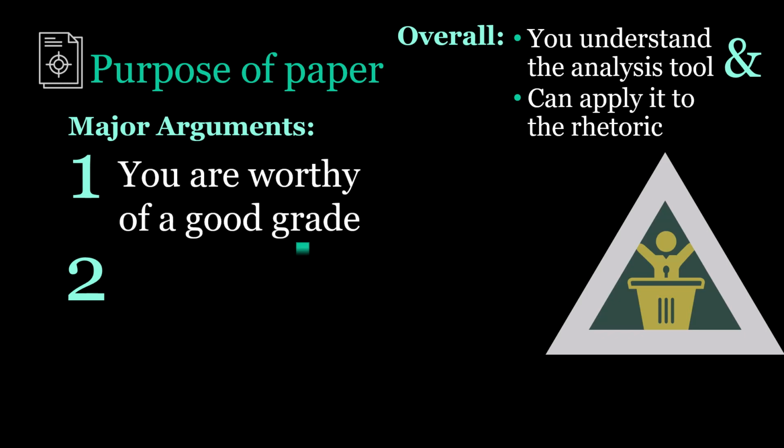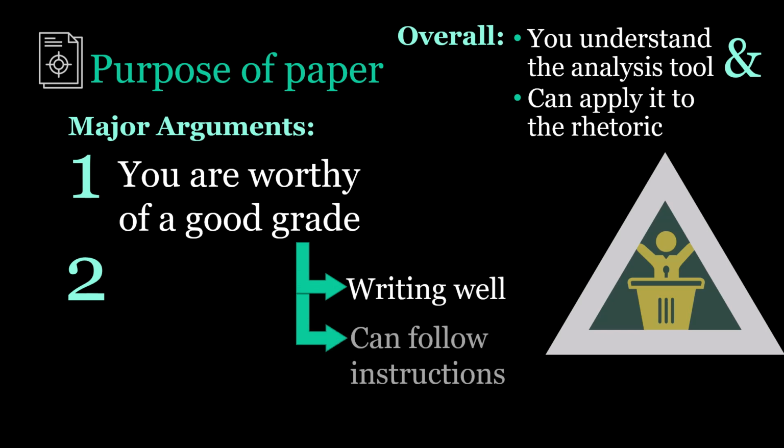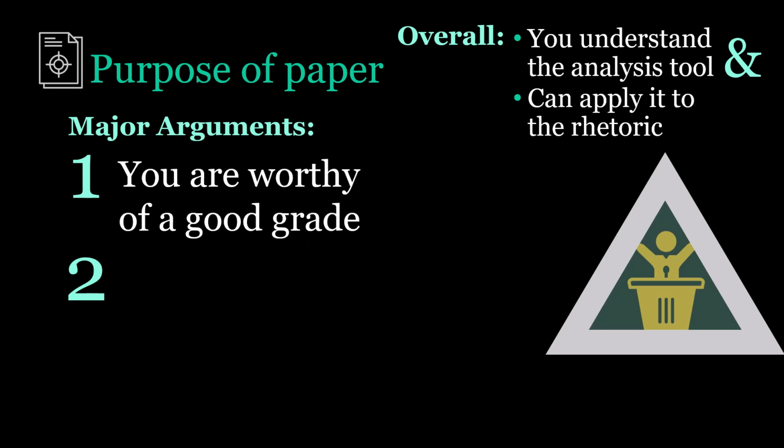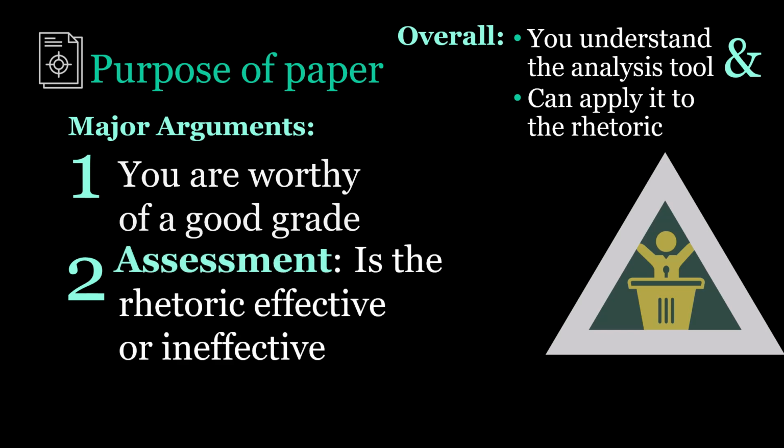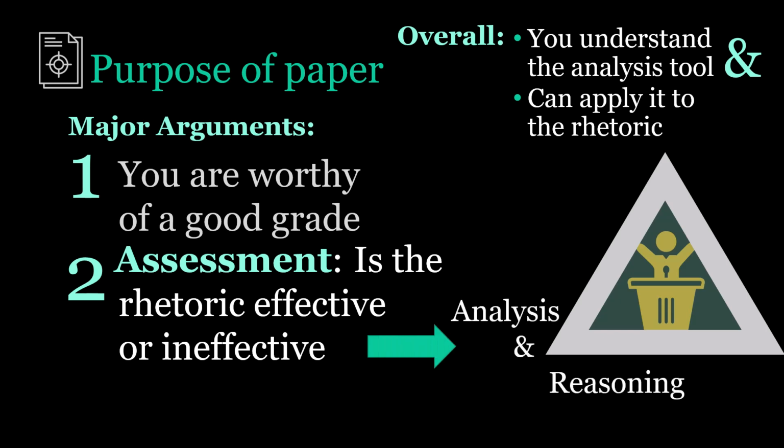You support this argument by writing well, of course, and showing you can follow the assignment instructions, including the paper formatting requirements. In the case of a rhetorical analysis paper, you need to demonstrate that you understand the model you are using and how to apply it to a piece of rhetoric. The second argument is the one you overtly make in your rhetorical analysis, your assessment of the rhetoric as effective or ineffective. The rest of your paper then supports your overall argument with your last paragraph or section restating your assessment.